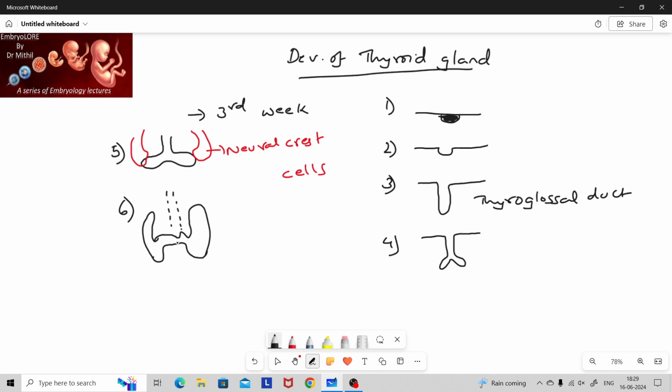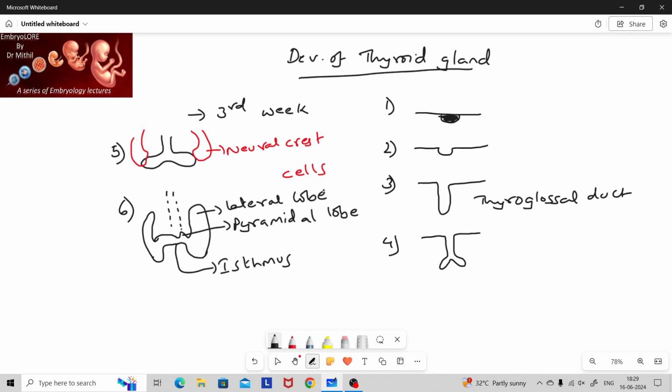This is the isthmus, also called the bridge between the two lobes, and a slightly elevated lobe is called the pyramidal lobe. Here this is the lateral lobe. So grossly speaking, this is the development of the thyroid gland.